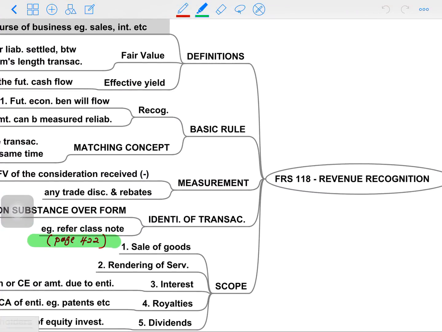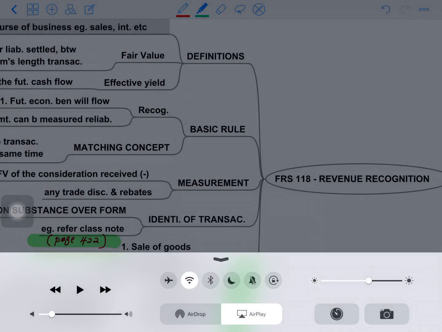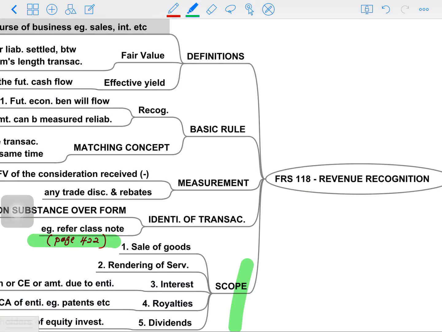Okay, for today we're going to look at revenue recognition, which is FRS 118. FRS 118, revenue recognition. This topic is for what we call the theory part of your syllabus.